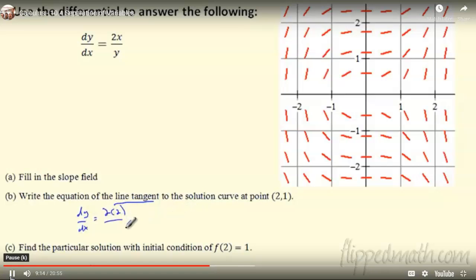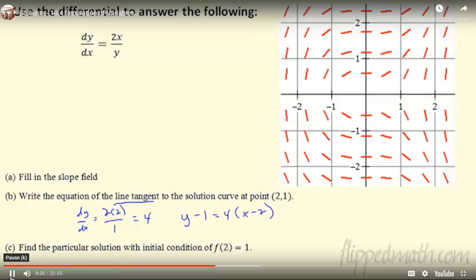So you can just plug that in. So this is kind of review stuff. So what's the derivative? It's 4. Once you have this, at this point, that's the slope of the tangent line. You can just make an equation out of it. So it's y minus the 1 equals 4x minus 2. So that's old school. We've done that before.